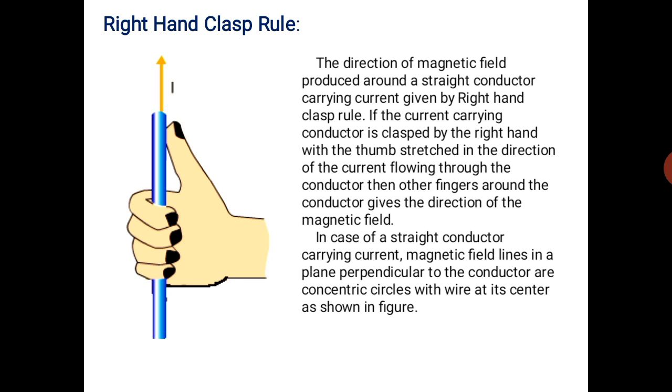In case of a straight conductor carrying current, the magnetic field lines in a plane perpendicular to the conductor are concentric circles with the wire at its center, as shown in the figure.